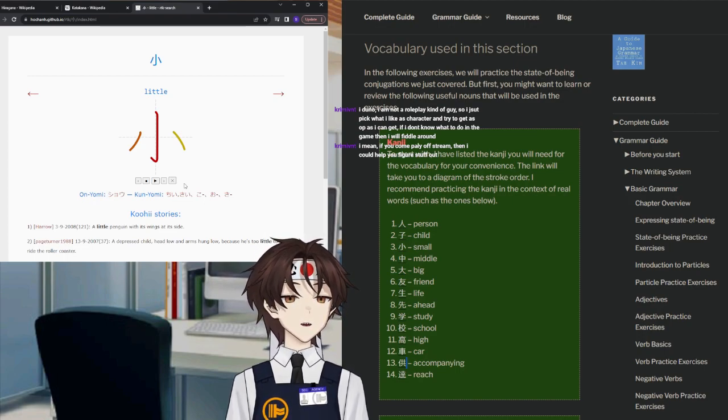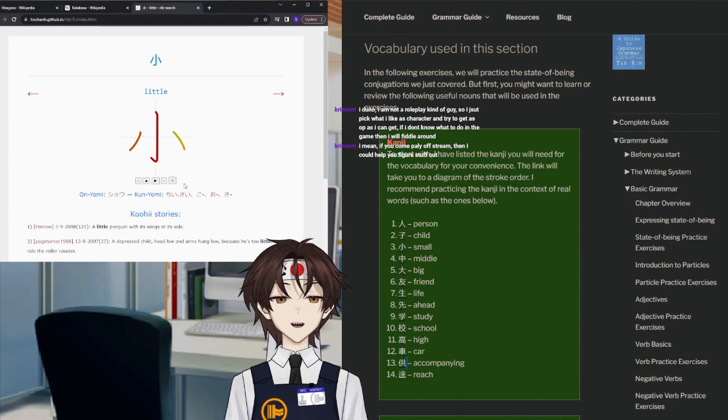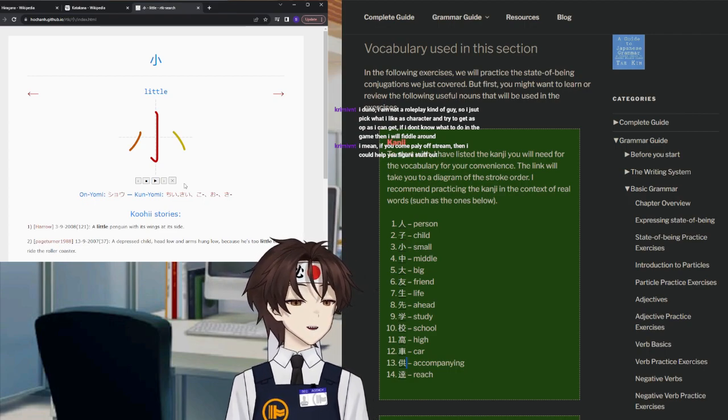I know, not a roleplay kind of. I just pick what I like as a character and try to get as OP as I can get. If I don't know what to do in the game, then I will fiddle around. Ah, yeah. No, it's okay.